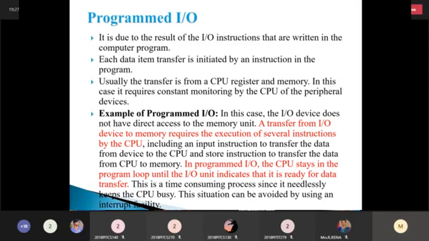So in programmed input output, the CPU stays in the program loop until the input output unit indicates that it is ready for the data transfer. So this is actually a time consuming process since it needlessly keeps the CPU busy. So these situations can be avoided by using the interrupt facility.